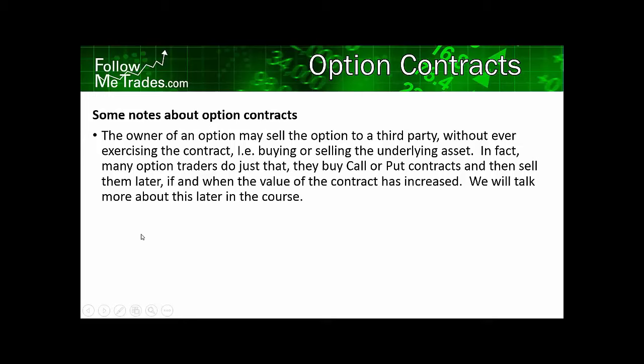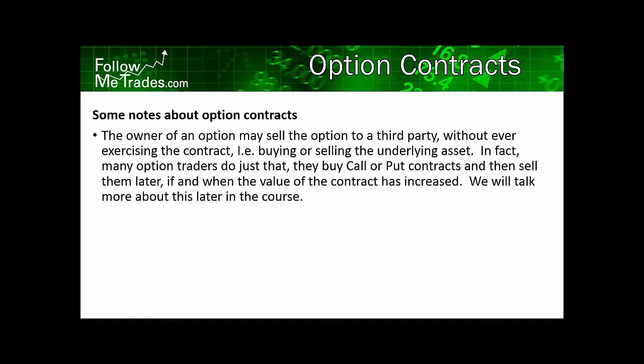Now here's the cool part. The P&L examples I showed earlier were based on exercising the option, either taking possession of the shares and selling them or buying to cover, right? You don't have to do that. Absolutely don't have to do that. You can just sell the contract, right? The owner of an option can sell the option contract to a third party without ever exercising it. Don't have to buy or sell the underlying asset.